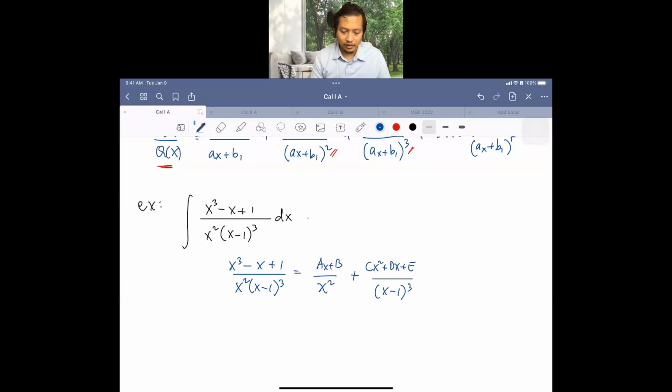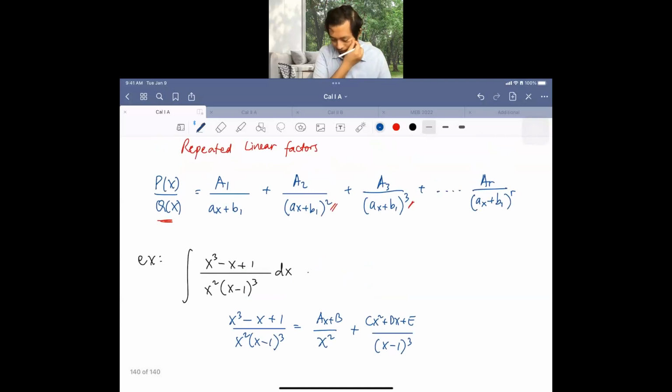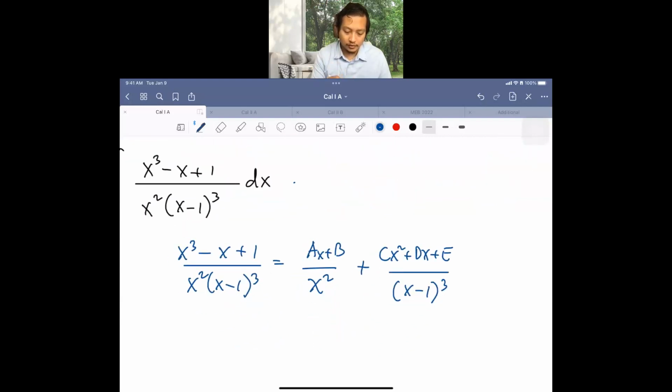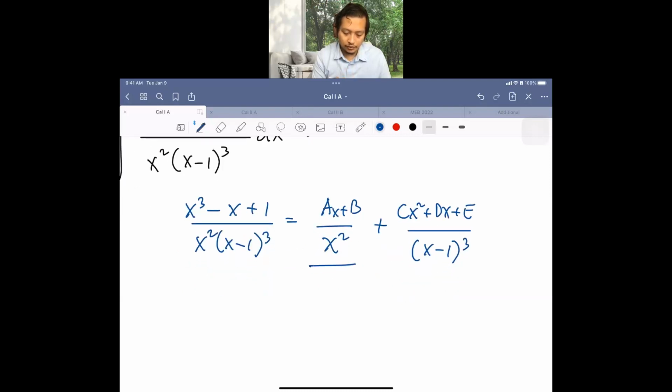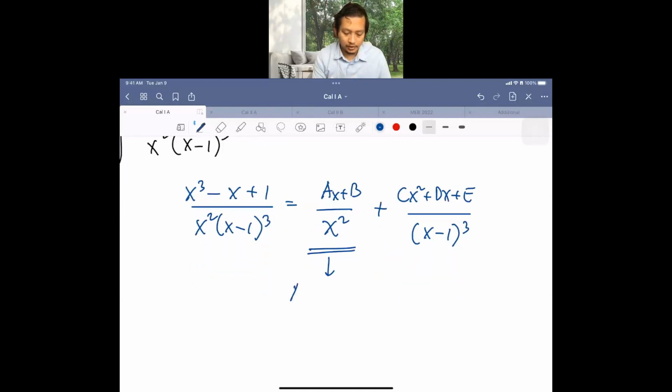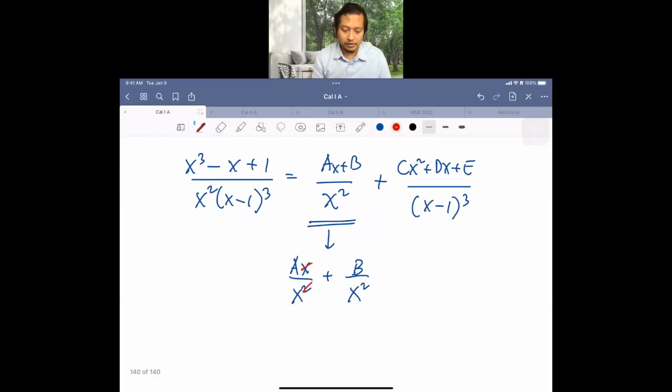But what the repeated linear factors mean, in order to help our calculations, is that we are going to separate this part and this part into more small fractions. So we have smaller fractions in the whole. This part here we can separate into ax over x squared plus b over x squared, right? And we can simply cancel this, and we have a over x plus b over x squared.